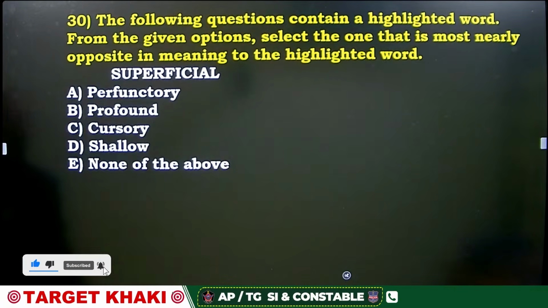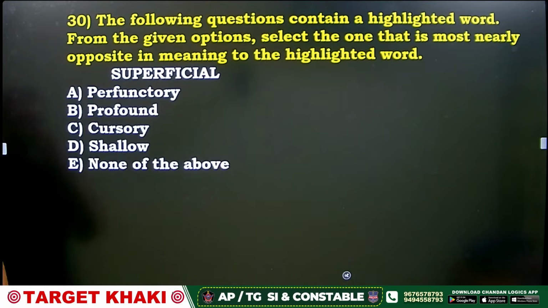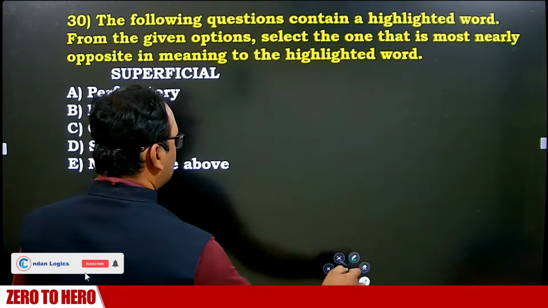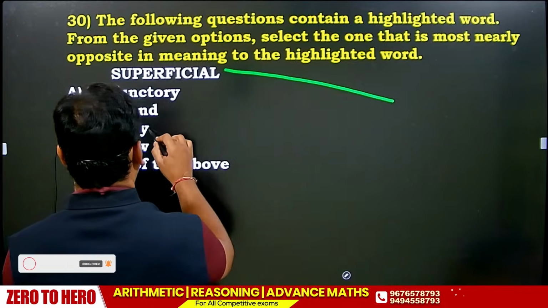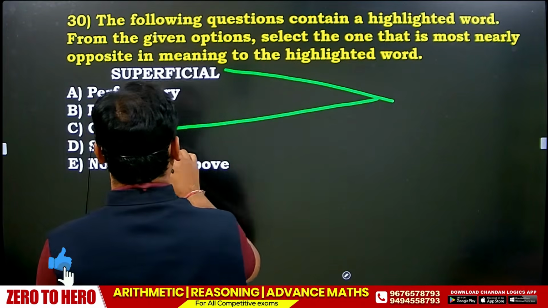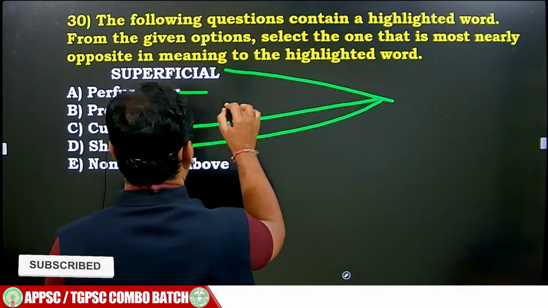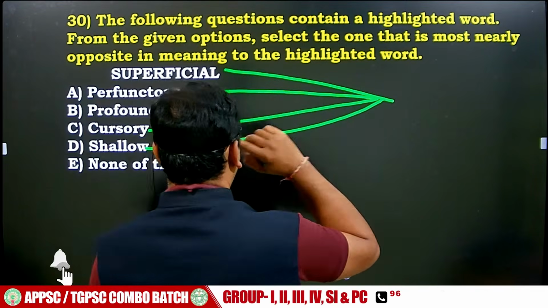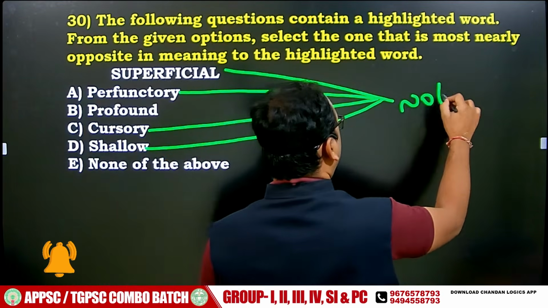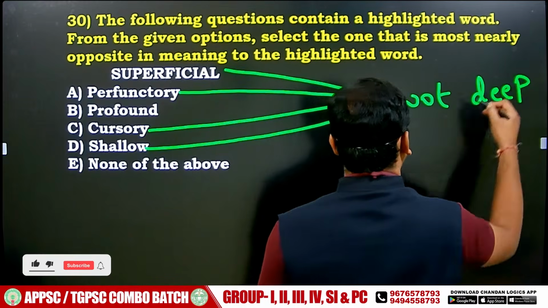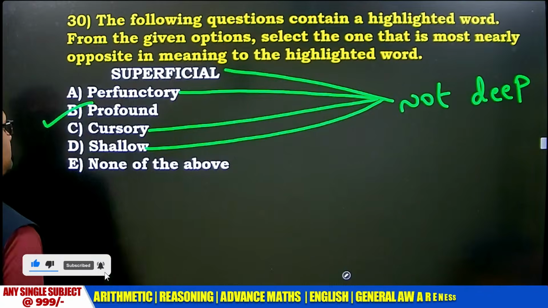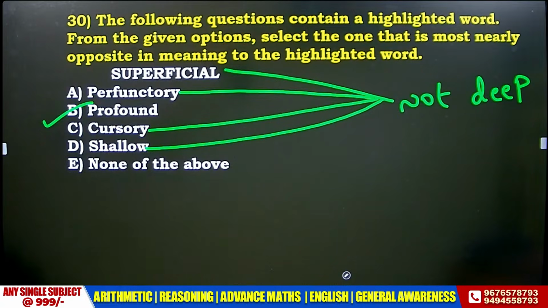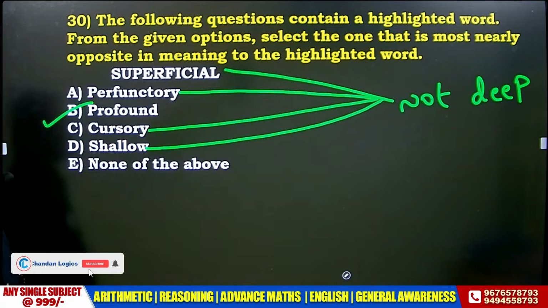Question number 30. Superficial. What is the meaning of the word superficial? The meaning of the word superficial is equal to cursory, equal to shallow, equal to perfunctory, which means not deep. Profound is deep. Profound is very deep, having a depth.